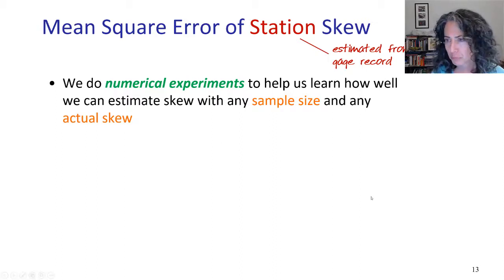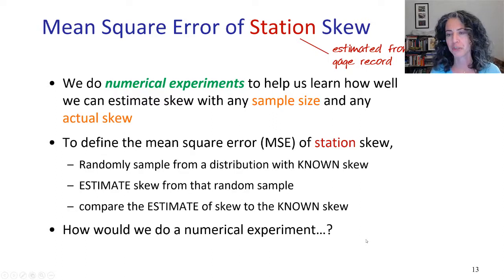So how do we do that Monte Carlo simulation? We're going to randomly sample from a distribution with a known skew. We're going to estimate the skew from that random sample, and then we're going to compare that estimate to the true and known value. So that's just the Monte Carlo simulation that we've done.